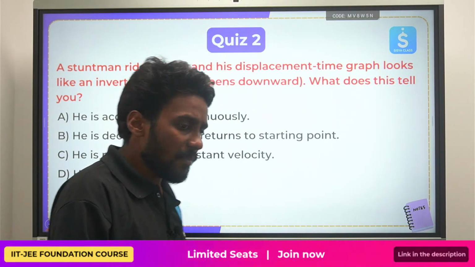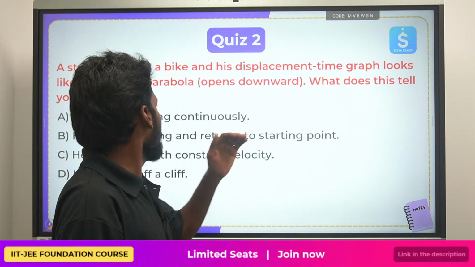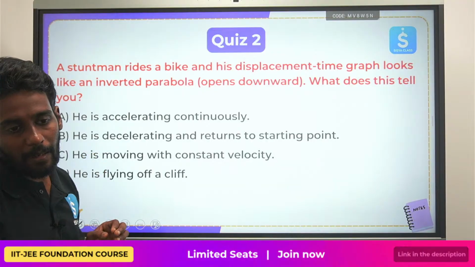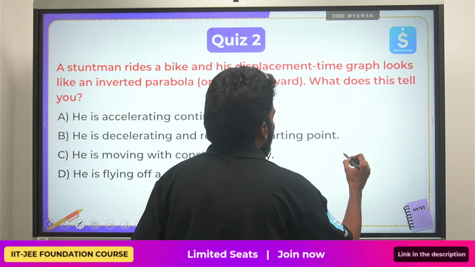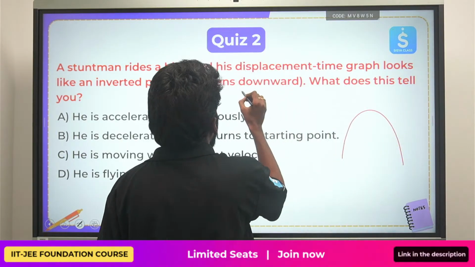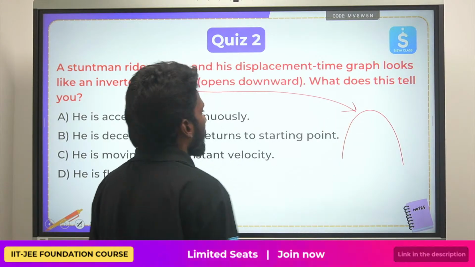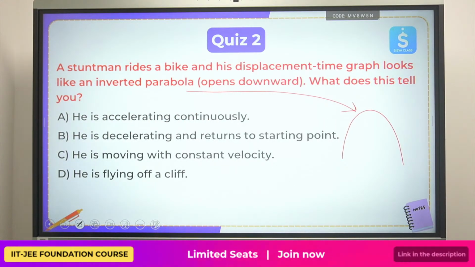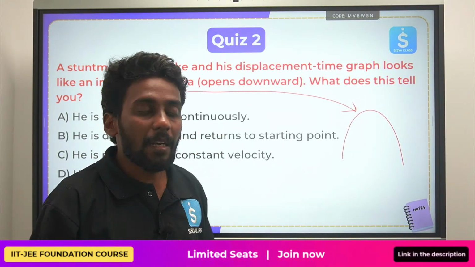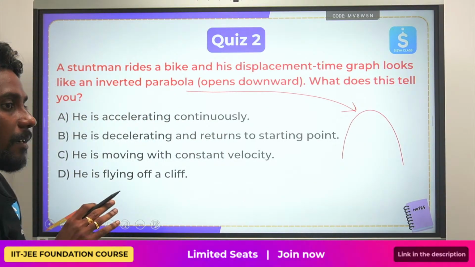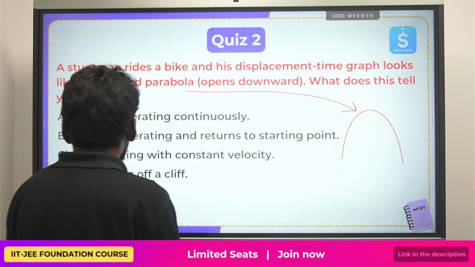Right. Now a stuntman rides a bike and his displacement time graph looks like an inverted parabola. I already told you what an inverted parabola is. Inverted parabola means it will be opening downward and it will look like a small n like this. What does this tell you? Let us draw the graph properly for this situation to understand the condition in a more detailed way. Let us deconstruct the graph now.